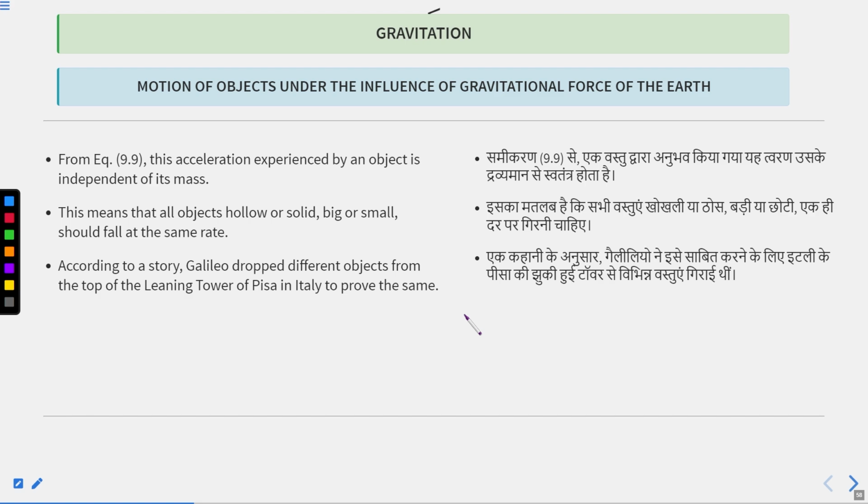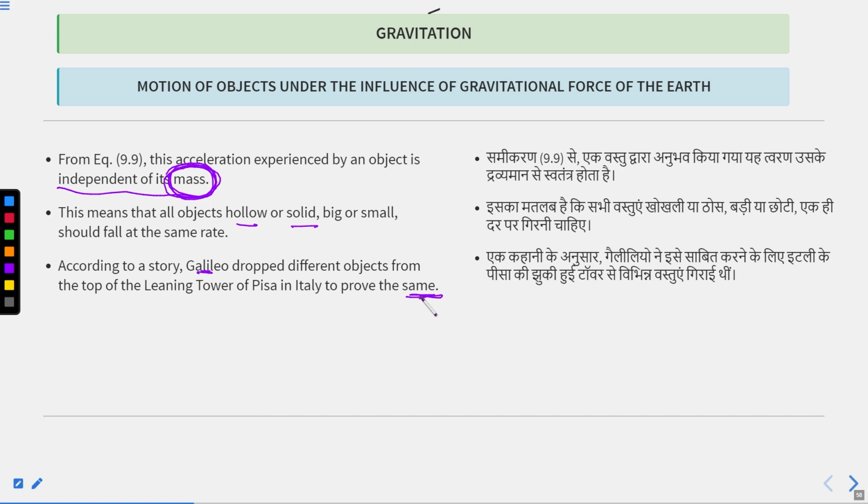And why is this happening? This is happening because the gravitational acceleration is independent of mass. This means that every object, hollow, solid, big, small, should fall at the same rate. According to a story, Galileo, a scientist, dropped different objects from the top of the Leaning Tower of Pisa in Italy to prove the same.